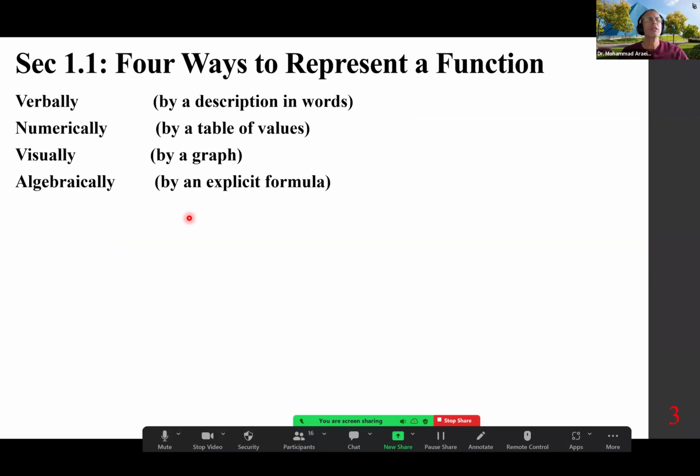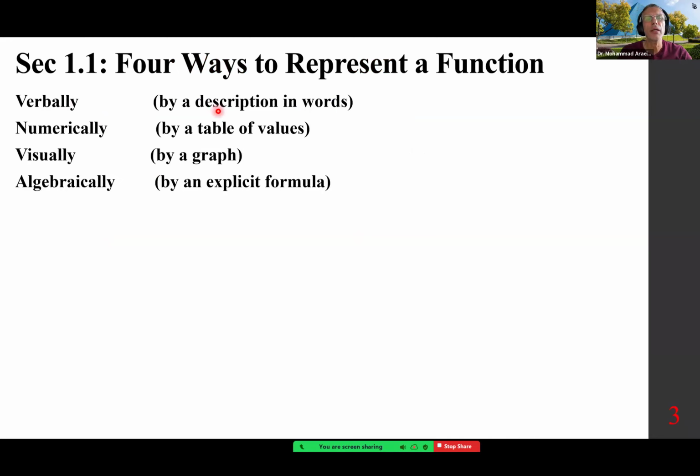Four ways to represent a function. We can do it verbally by a description in words, numerically by a table of values, visually by a graph, algebraically by an explicit formula.